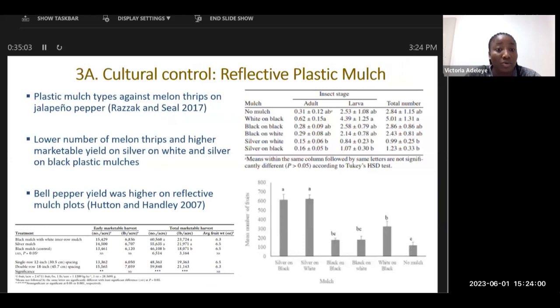Also, we've not had any previous study that evaluated the effect of reflective mulch on pepper weevil, but it's been used on bell pepper and jalapeno pepper against melon thrips, and the results were actually impressive. So that was the reason why we wanted to try it against pepper weevil suppression.